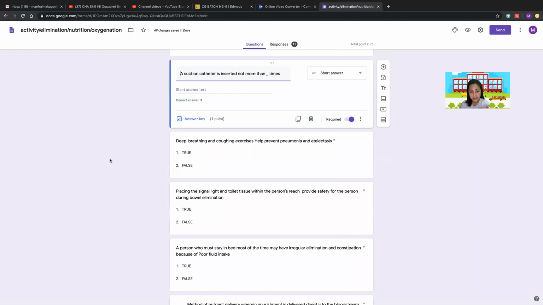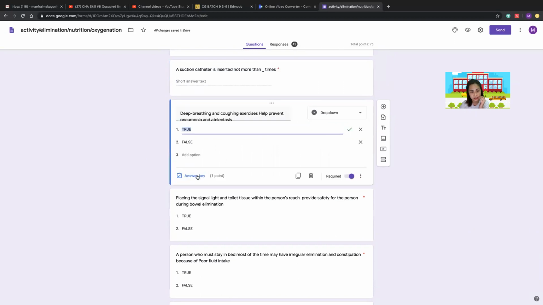Deep breathing and coughing exercises help prevent pneumonia and atelectasis. Definitely, it's true.